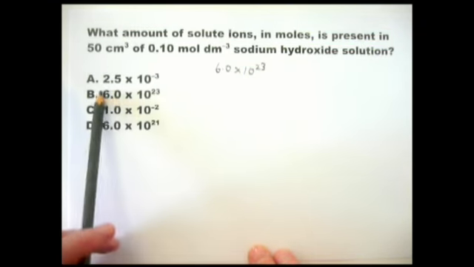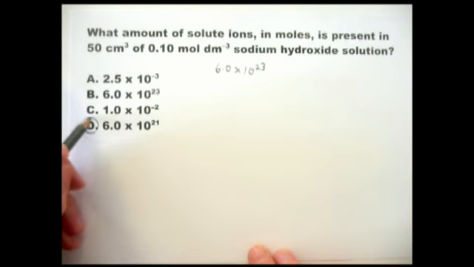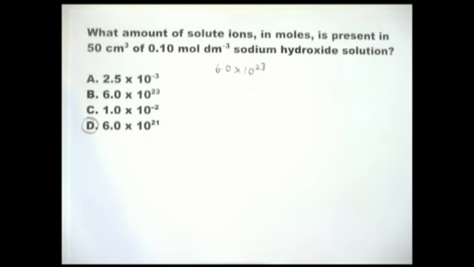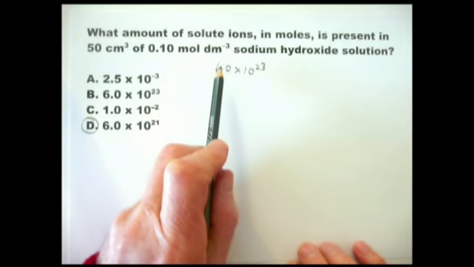So it's unlikely to be that one. This only leaves the last one, D. Even though we haven't calculated, not quite sure how to get to that number, that is the only one that makes sense. Now let's do the calculation.